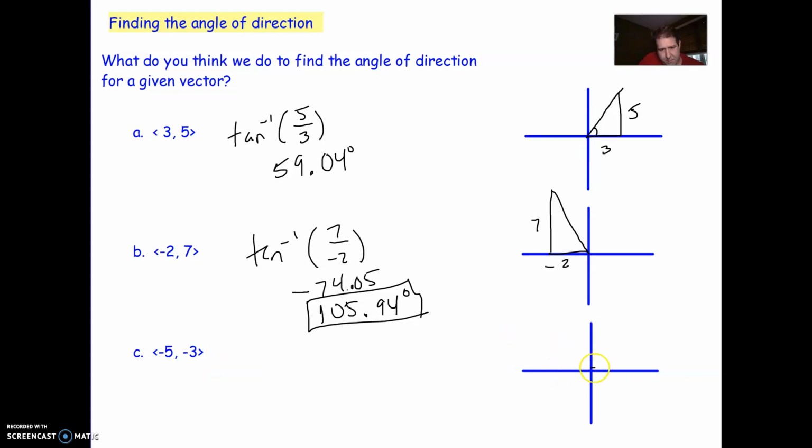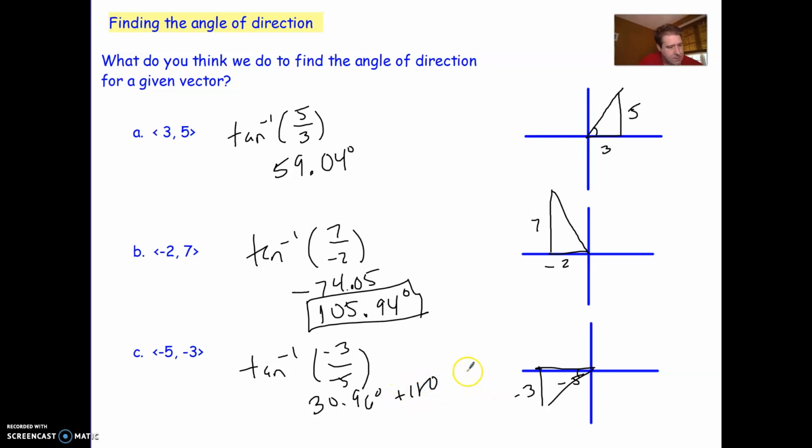All right, so then negative 5, negative 3. I'm trying to find this angle in the third quadrant. So I'm going to do inverse tangent of y over x. Inverse tangent of negative 3 divided by negative 5 gives me 30.96 degrees. Now I know that's not right, so I need to add 180 to that, which is also going to give me a positive answer, because a positive answer is also here. So it's actually 210.96 degrees.